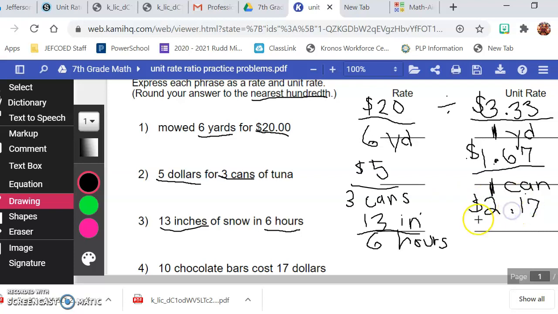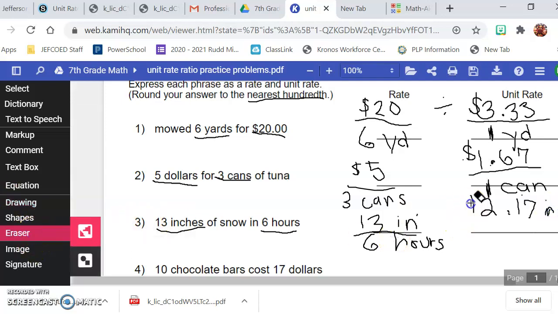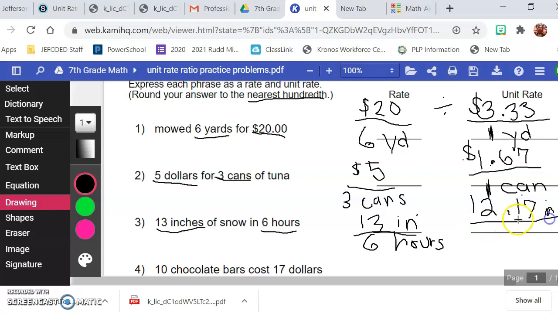So $2.17 inches. Messed up there. Let me erase that. Okay, 2.17 inches per 1 hour.